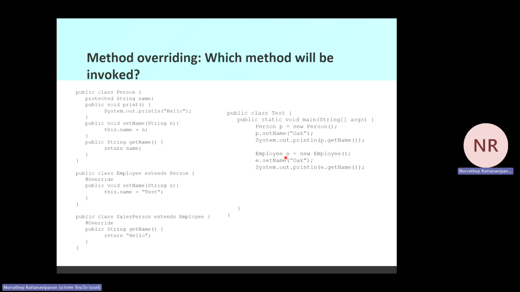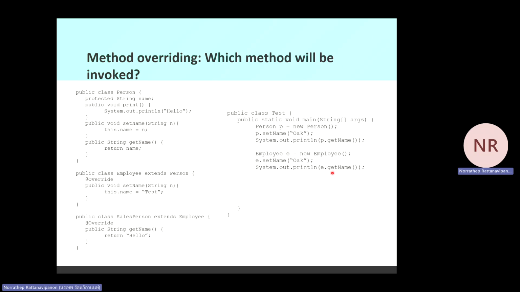What about this? I create an employee object. I do set name to Oak. Which set name will be called? This set name or this set name? You already see that the employee class overrides the set name method. So it will change the behavior of set name. It will not use the superclass method anymore; it will use the subclass method. So in this case, set name will go here, which doesn't set the name to the string input. It will just set the name to test.